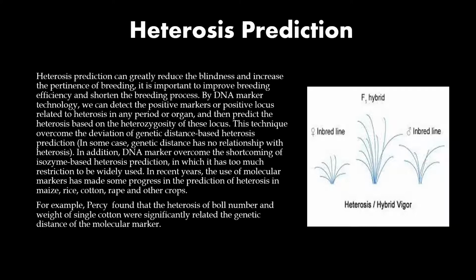In addition, DNA markers overcome the shortcoming of isozyme based heterosis prediction, which has too many restrictions to be widely used. In recent years, the use of molecular markers has made some progress in the prediction of heterosis in maize, rice, cotton, rape, and other crops. For example, Percy et al. 2006 found that heterosis of boll number and weight of single cotton was significantly related to the genetic distance of molecular markers. Solomon et al. 2007 reported that the genetic distance of molecular markers has a great positive correlation with the heterosis of grain weight.